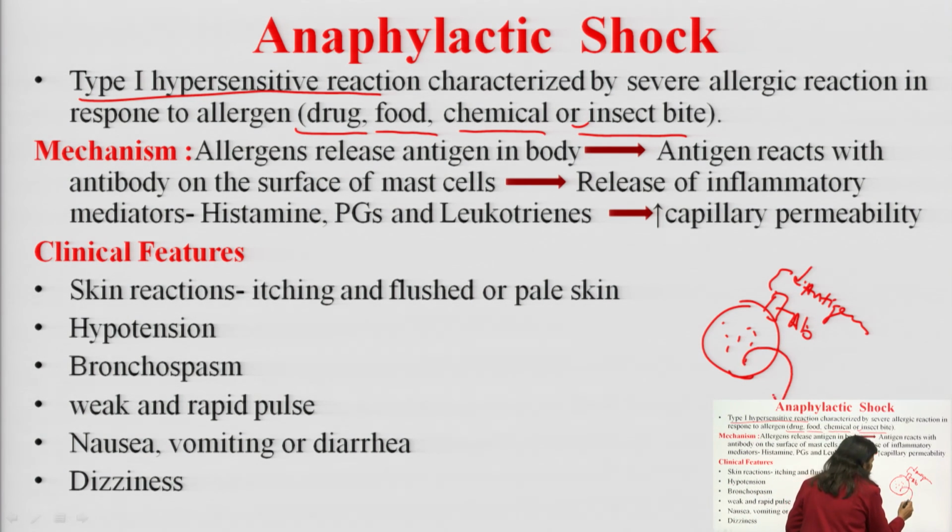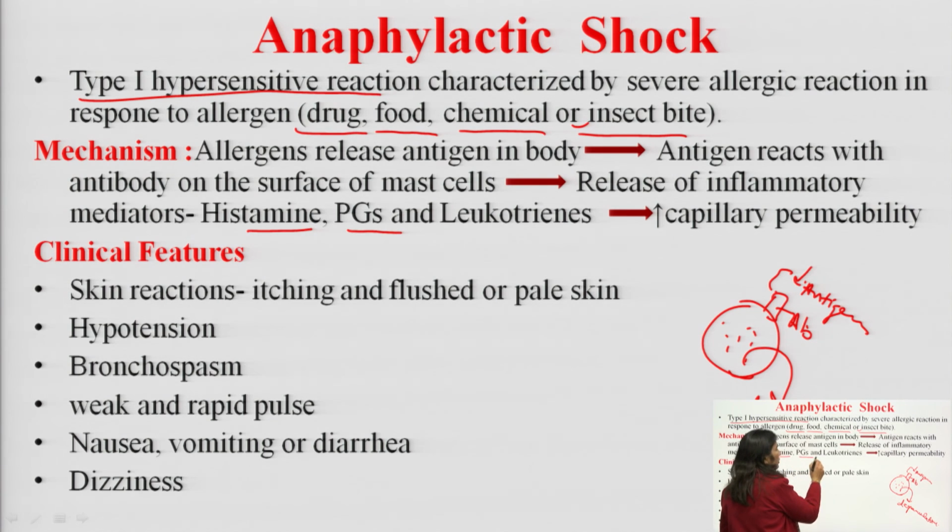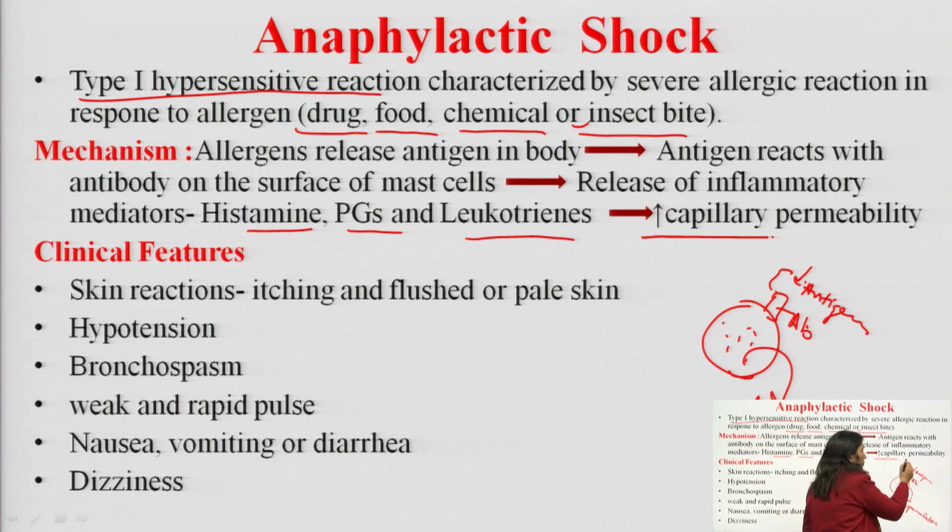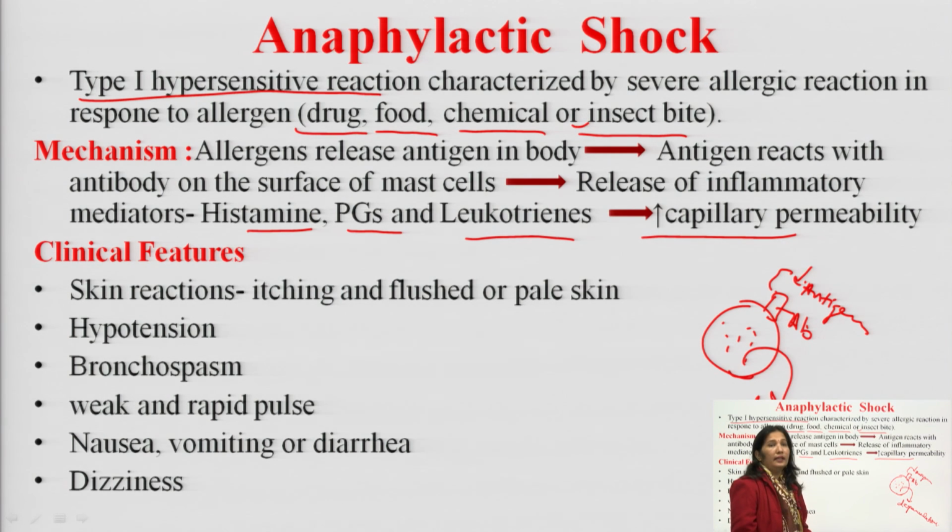Then there will be the degranulation of mast cell, with release of the inflammatory mediators. There will be release of inflammatory mediators like histamine, prostaglandins and leukotrienes. So, these inflammatory mediators will increase the capillary permeability, they will cause redness, itching and swelling, because of the increased capillary permeability and inflammation.